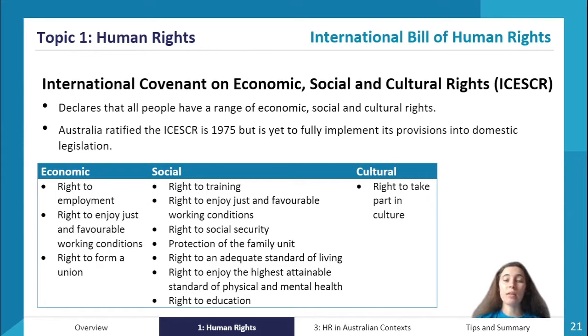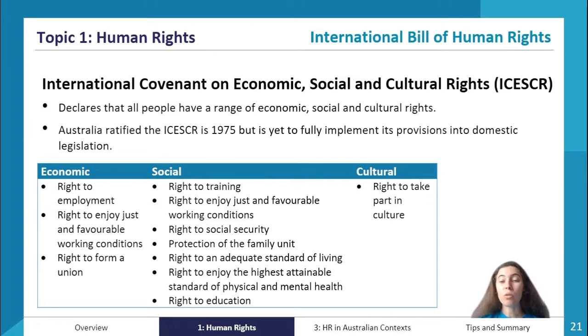Social is really broad. So we've got things like right to training, right to social security, protection of the family unit. And you can see as well there are some things that are a bit of an overlap, because of course things that relate to society also often relate to the economy. Society is kind of integral to everything. So working conditions is also part of the social as well as the economic. The standard of living, education, physical and mental health are all social.